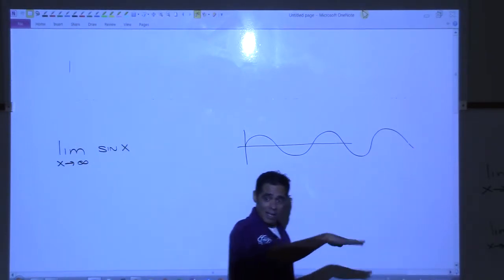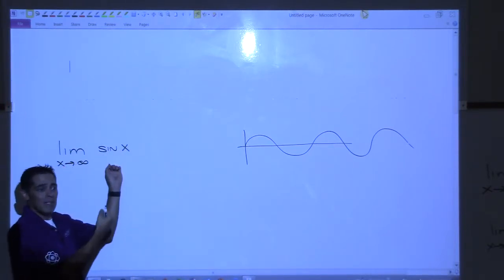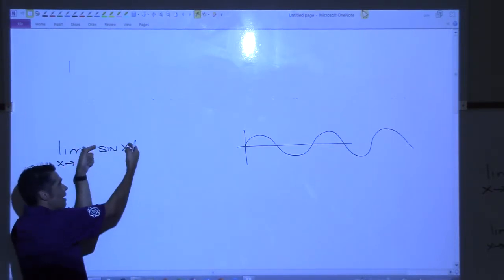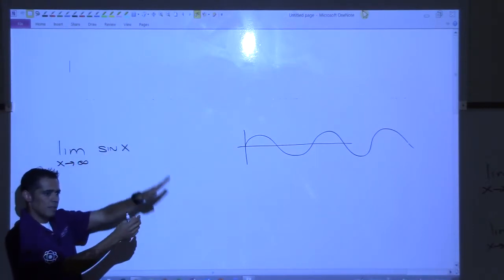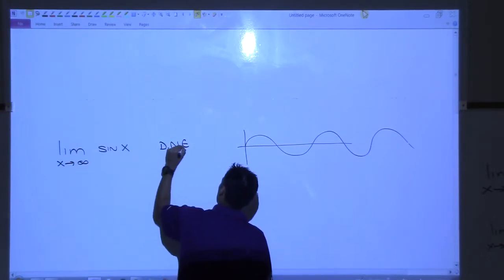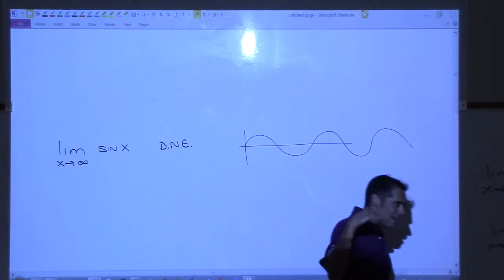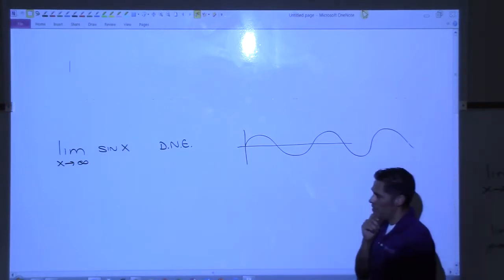No, it keeps oscillating, right? On the bottom we don't have something getting big, so we don't have bounded over infinity, we just have bounded. But it's doing this. So this limit does not exist. It's not headed to one place, is it? It's not headed to one place. Okay?